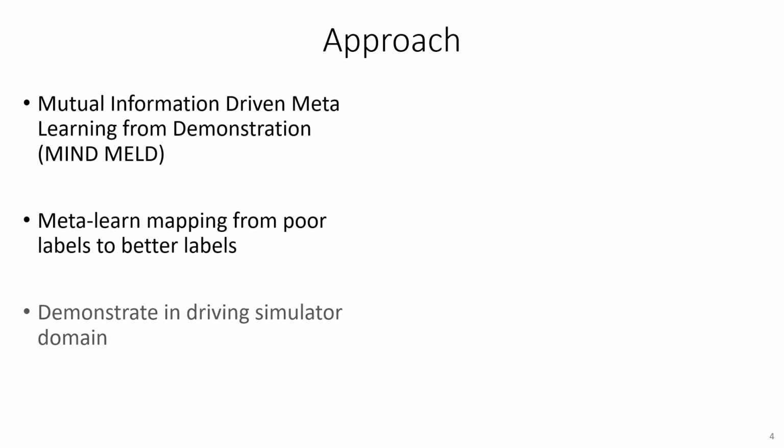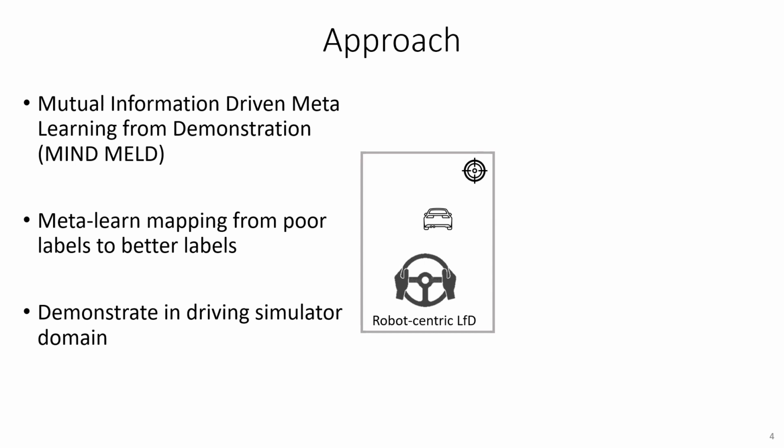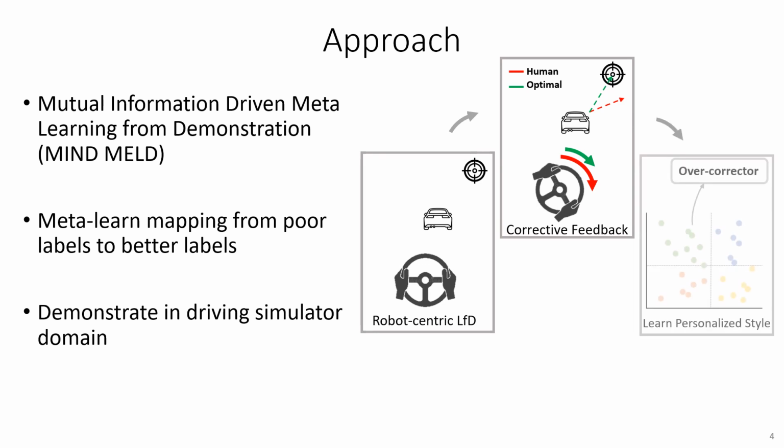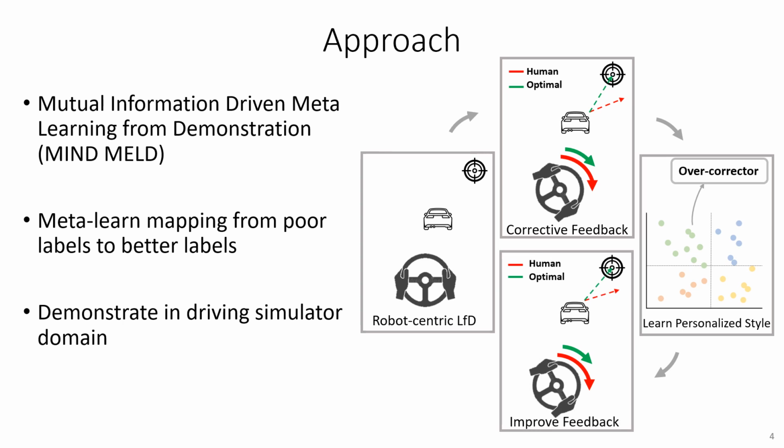We demonstrate our architecture in a driving simulator domain. In this domain, the robot rolls out its current policy, and the human provides corrective feedback that may be suboptimal. Based upon the human feedback, we learn a personalized embedding in d-dimensional space that describes their style of corrective feedback. In this example, we see that this individual is an overcorrector, meaning that they tend to turn the wheel too far when providing corrective feedback. Based on their learned style, we then map their corrective labels to better labels so that the LFD agent can more effectively learn from the human.